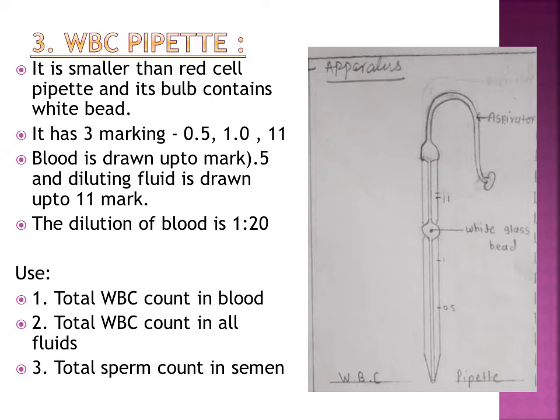Third thing is the WBC pipette. It is smaller than the RBC pipette, and its bulb is also smaller, which contains a white bead. It has three markings: 0.5, 1 and 11. So blood we have to take up to the 0.5 marking, and WBC diluting fluid up to the 11 marking, so that the dilution is 1:20. So uses of the WBC pipette are to count total WBC in blood, to count total WBC in all body fluids like CSF, peritoneal fluid, pleural fluid, pericardial fluid, synovial fluid, and also total sperm count in semen.